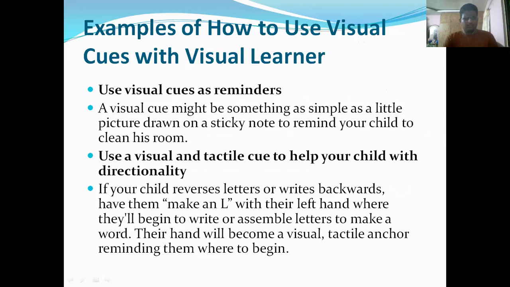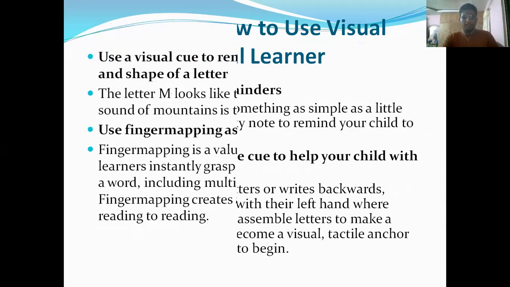visual learners. Use visual cues as reminders. You might use something as simple as a picture drawn on a sticky note to remind your child to clean his room. Use a visual and tactile cue to help your child with their directionality. If your child reverses the letter or writes backwards, then make a letter L with their left hand where they begin to write, to assemble a word.